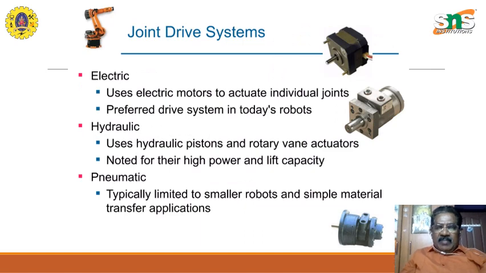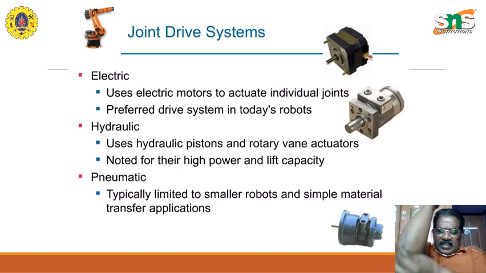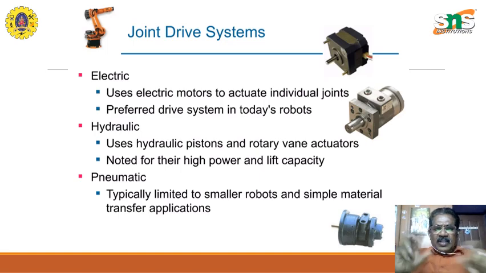There are various kinds of joint drive systems: the electric system, the hydraulic system, and the pneumatic system. Basically, these are all for making the movement of the robot. They use electric motors to actuate the individual joints. These joints, whatever we see here, have to be moved. So for that, you can use electrical, hydraulic, or pneumatic drives.